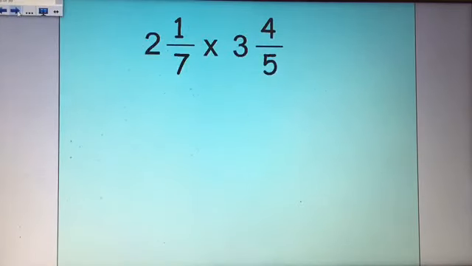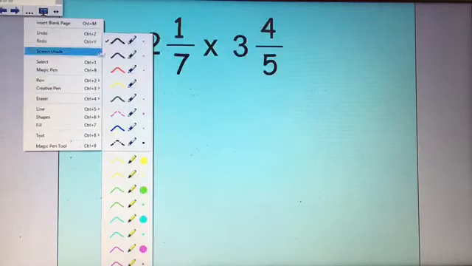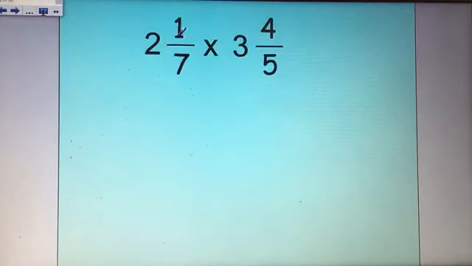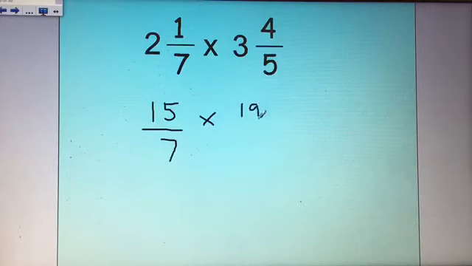Okay, so when you're multiplying mixed numbers, you have to do exactly the same thing, but you just turn your mixed numbers into improper fractions. So let's turn this 2 1/7 into an improper fraction. 2 times 7 makes 14, add the 1 makes 15, over 7, and multiplied by 3 times 5 makes 15, add the 4 makes 19 over 5.